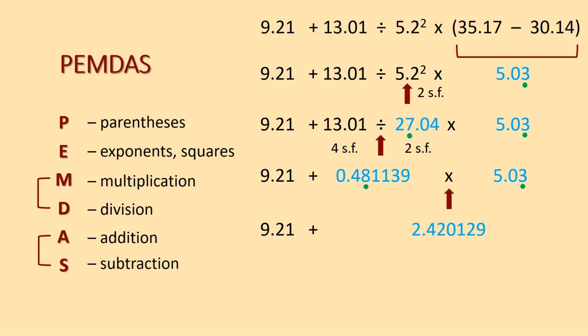And now we have to determine its significant figures, and we're going to do that by looking at the given values. So if we look back to our two given values, we can see that 0.481139 has two significant figures, even though it has 6 numbers. Only 2 of them are going to be significant. So 0.481139 has 2 significant figures. And we see that 5.03 has 3 significant figures.